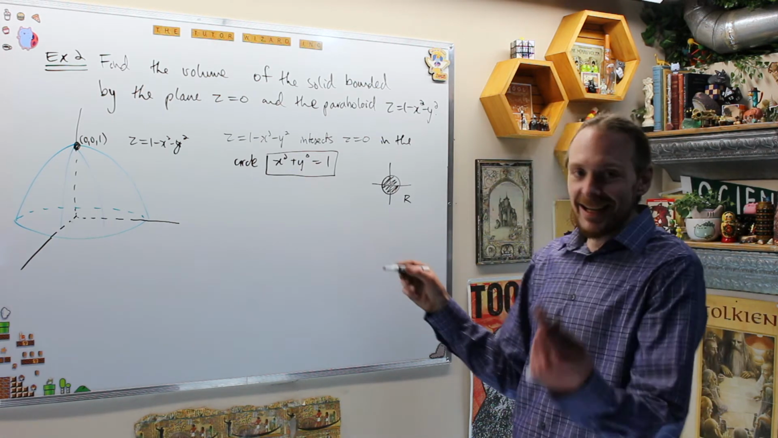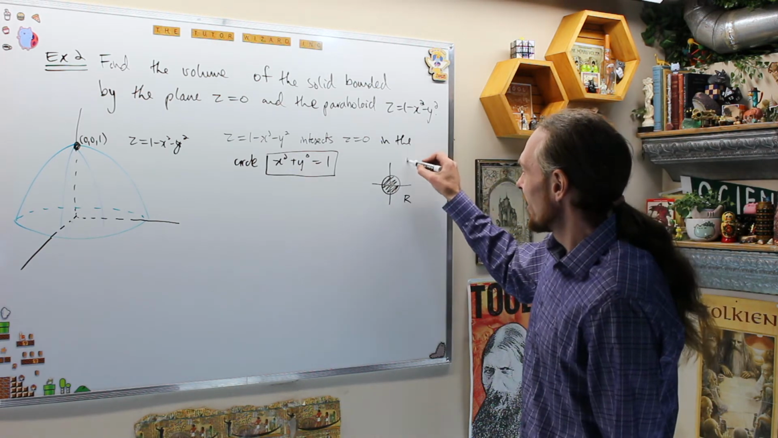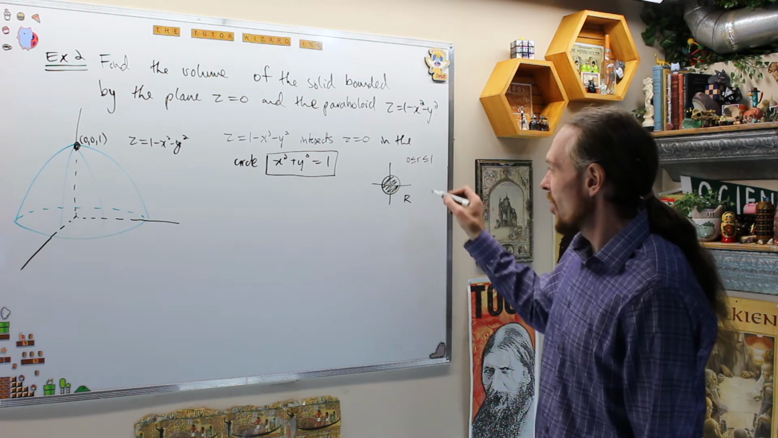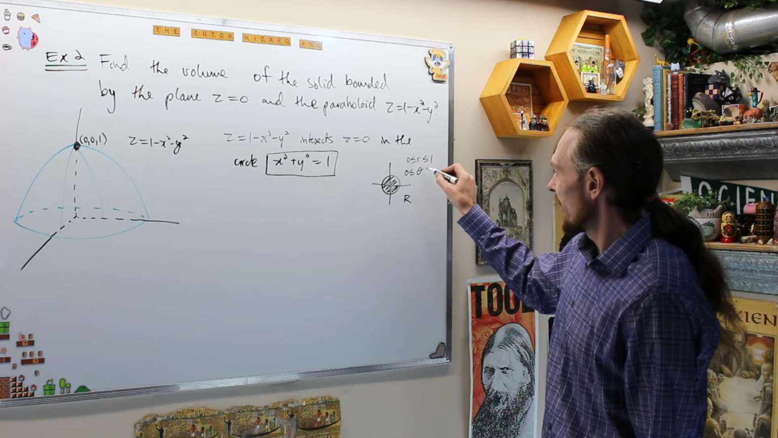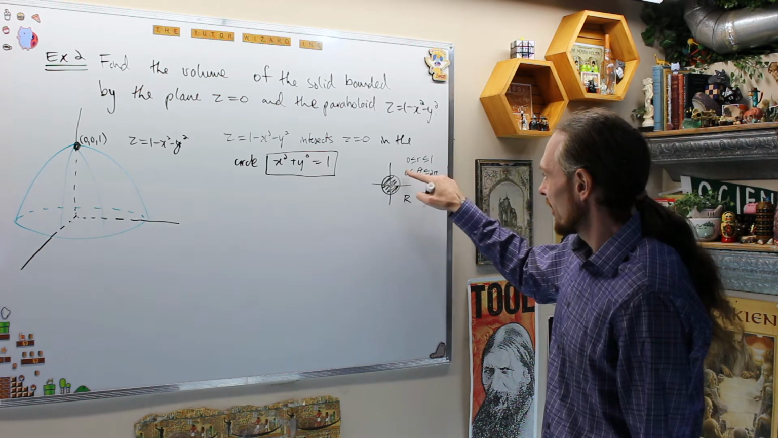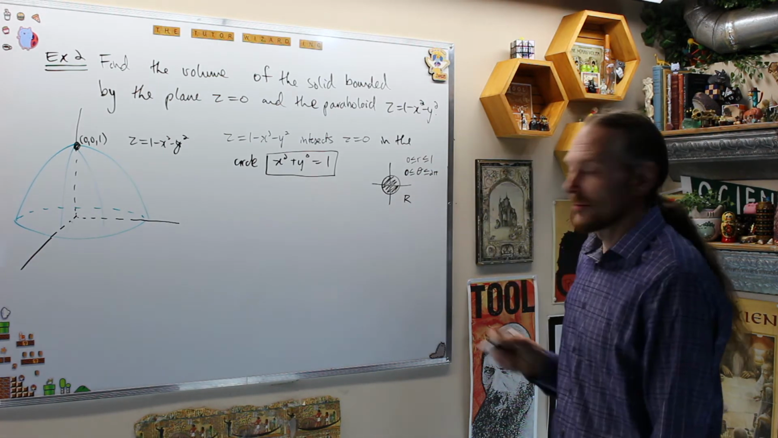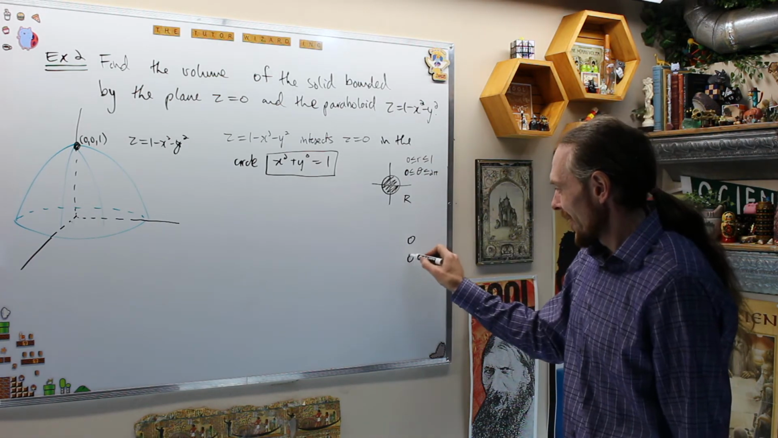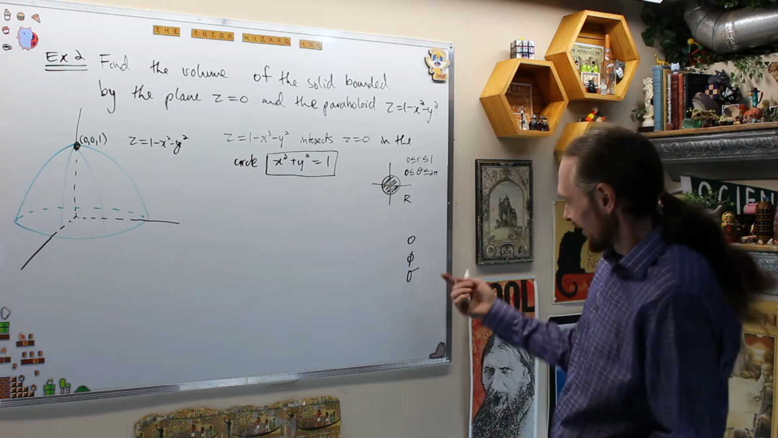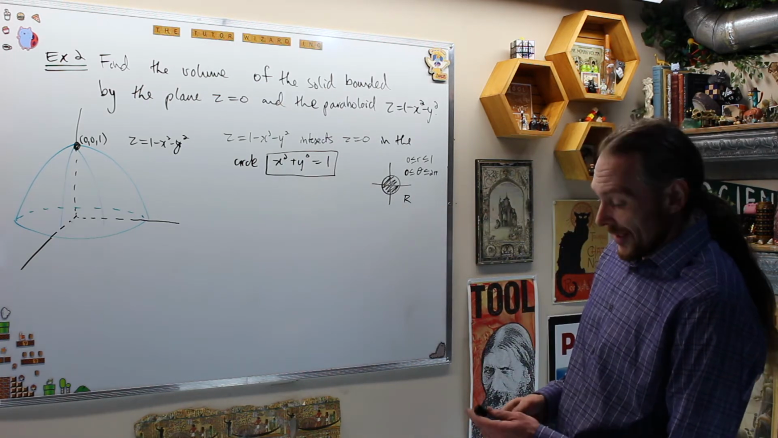And what does that say? In our polar bounds, this is going to give me 0 is less than or equal to r is less than or equal to 1, and 0 is less than or equal to theta is less than or equal to 2 pi. I know, my 0 looks like theta. 0, empty set, theta. Now what do? I'm going to integrate that thing.